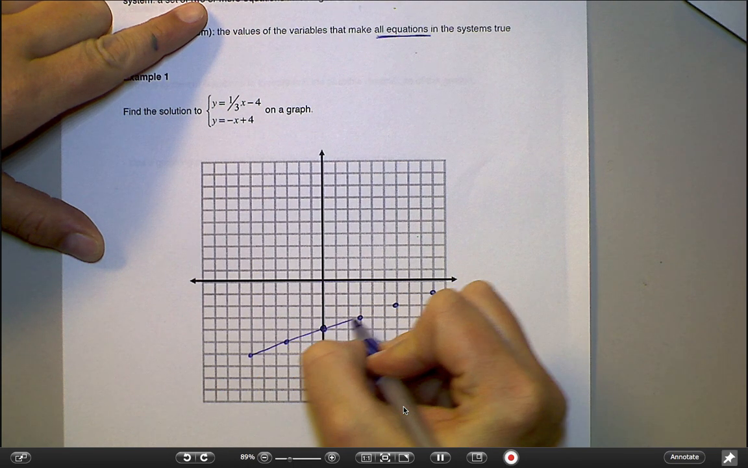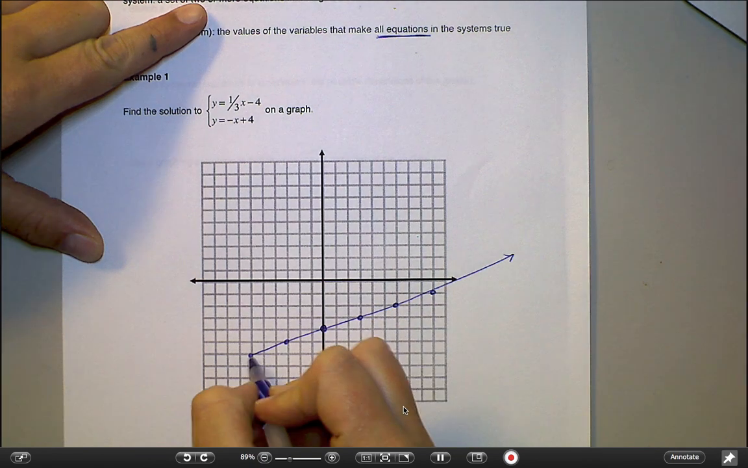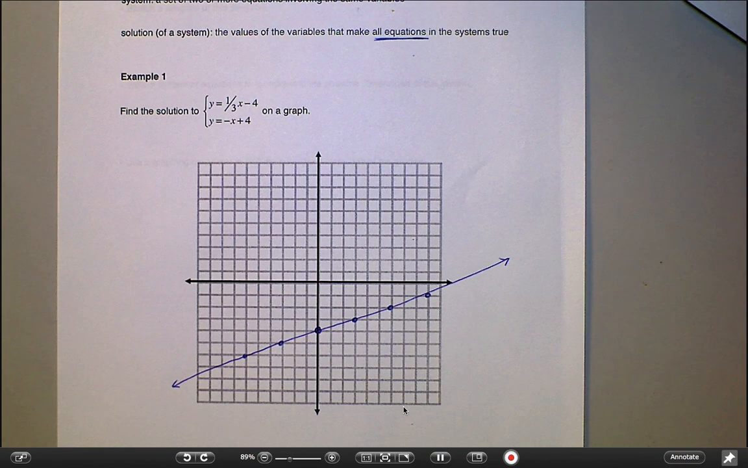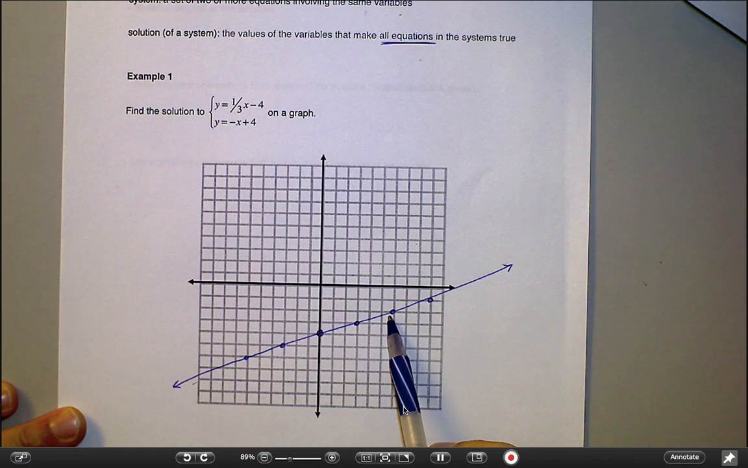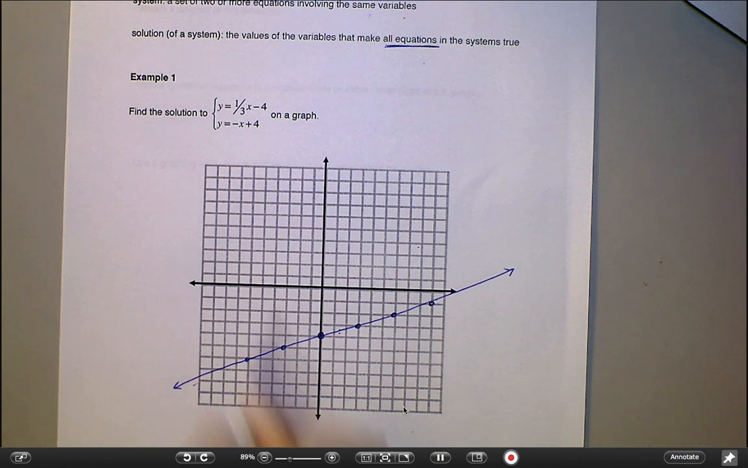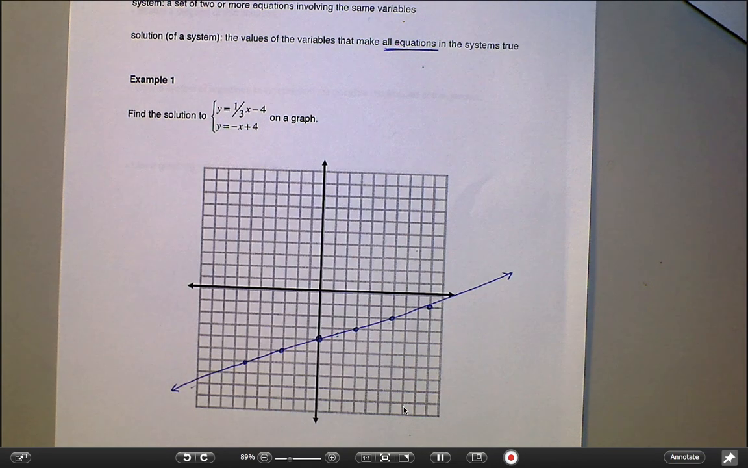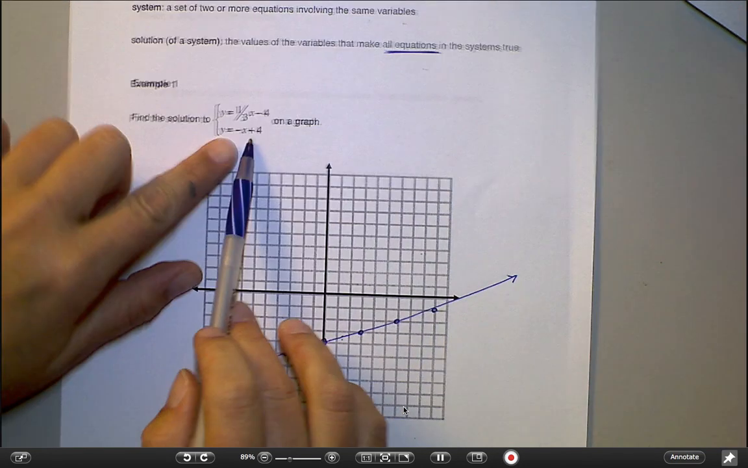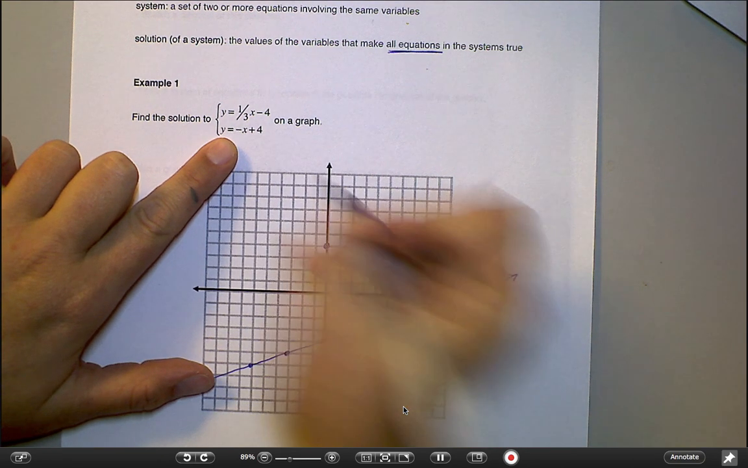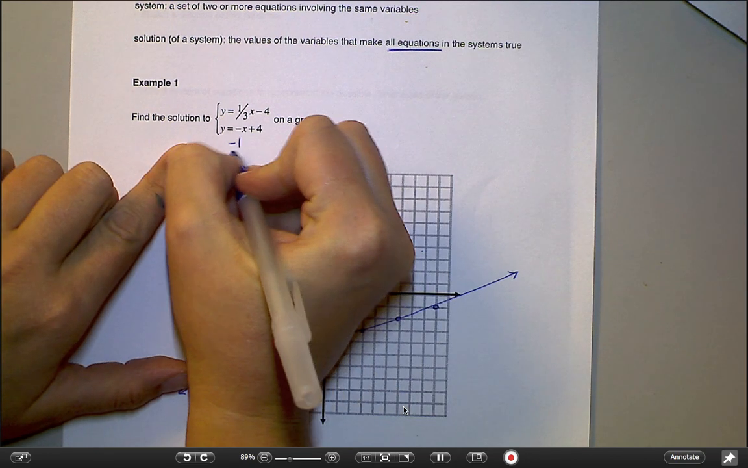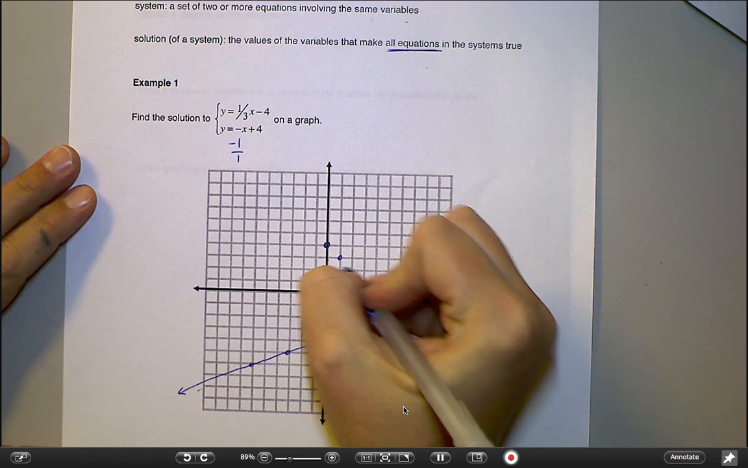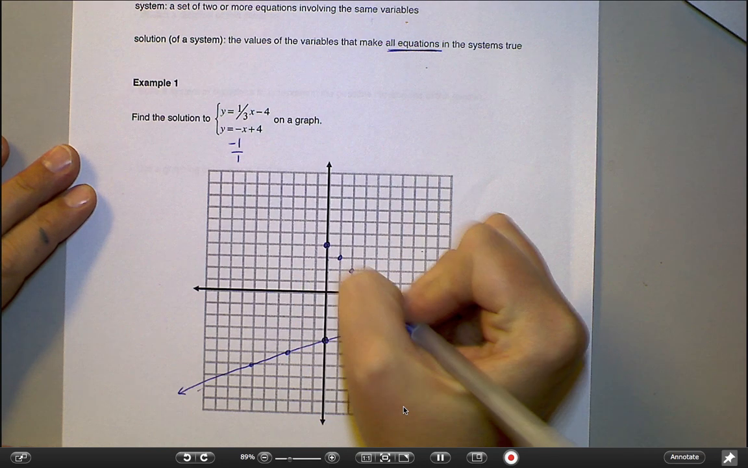Even when I connect them with my line, that line represents all of the points that are solutions to this equation, okay? So every point on that line, whether it's one of the points that I highlighted or a point in between, all of those are solutions to that one equation. And then I can do the same thing with the other equation. So this one would start up at +4. And then my slope here is -1, which I can really think of as -1 over 1. So I'm going to go down and over, down and over, down and over, okay?